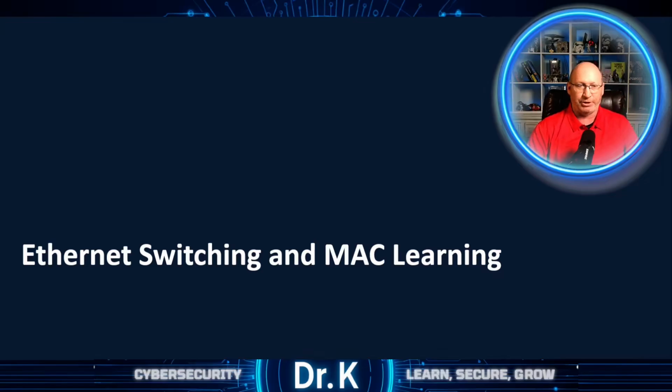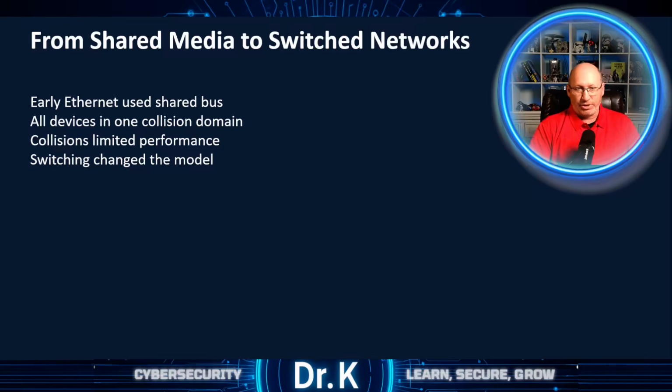Now, early Ethernet networks used a shared bus topology. Every device connected to the same physical medium. If two devices transmitted simultaneously, a collision occurred and both had to retransmit. This meant that the entire network formed a single collision domain. As more devices were added, performance degraded, and then it just went into a spiral of never being able to communicate at all. Switching fundamentally changed this model by giving each device a dedicated connection. This dramatically improved scalability within the network segment.